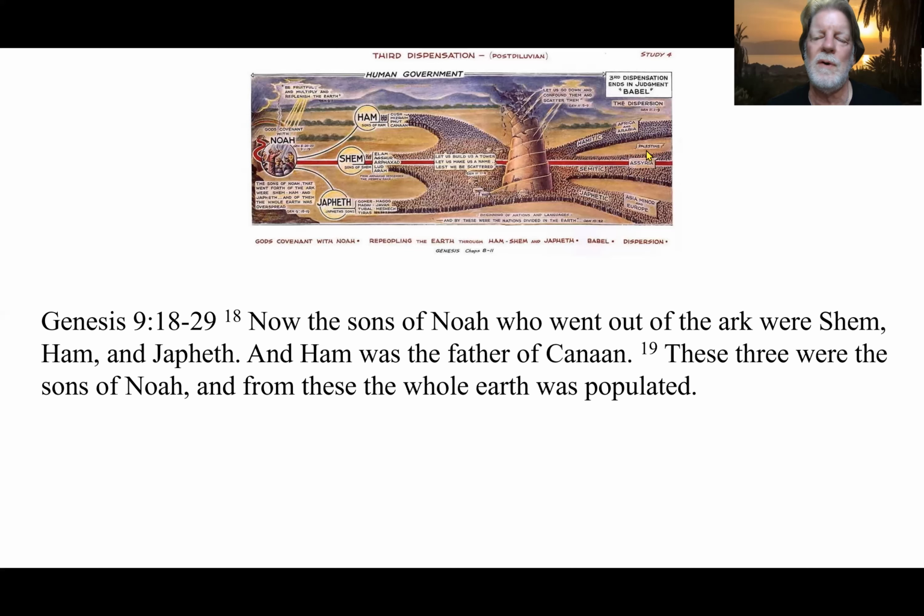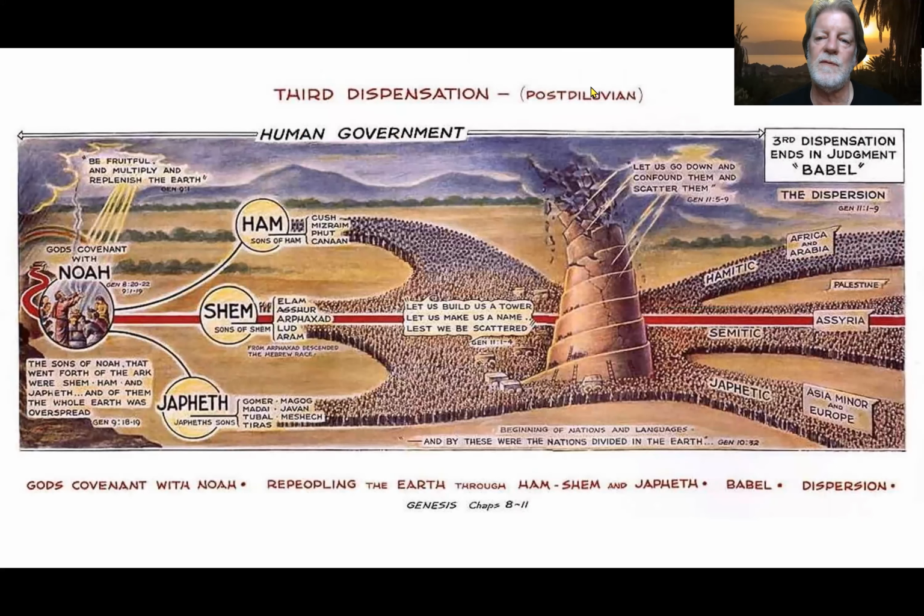Palestine is kind of a strange word, and I'll have more to say about that later on. And then the Japhetites populated Asia Minor, which is modern day Turkey, and Europe, which is where I think most of the ancestors of the American population came from. So that all came from the sons of Noah.